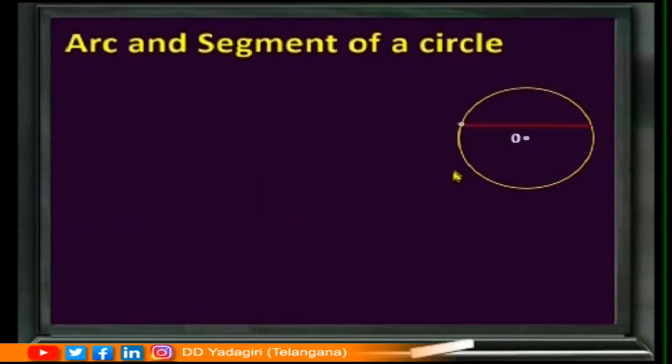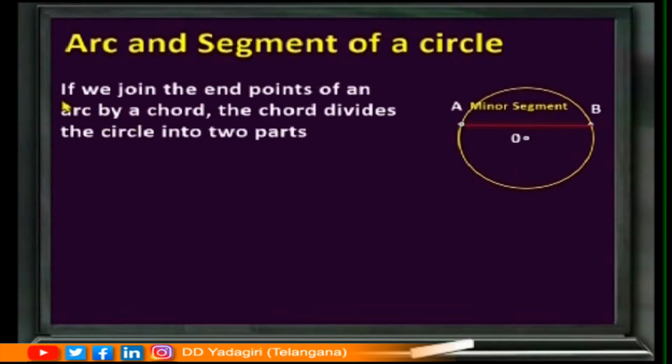Now, O is the center of the circle and AB is a chord. Now, let us see what is the segment of the circle. AB is a chord which divides the circle into two parts. One is a minor segment. What is a minor segment? If we join the endpoints of an arc by a chord, the chord divides the circle into two parts. One will be minor and one will be major. This is a major segment and this is a minor segment.